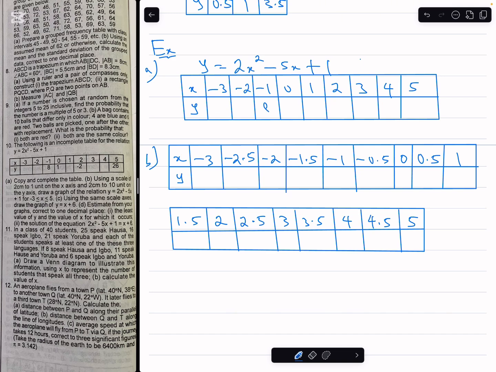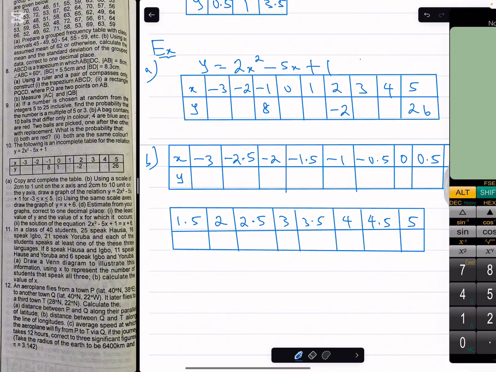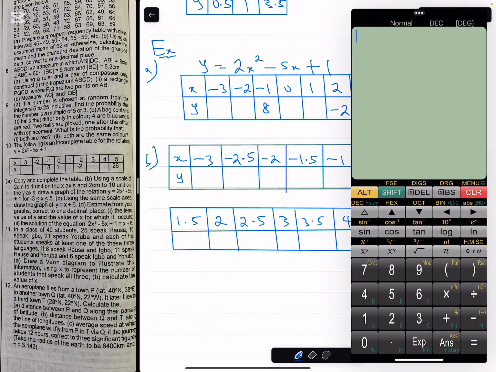When x is minus 1, y is 8. When x is 2, y is minus 2. They already gave us that. When x is 5, y is 26. So we have to complete the rest. Let's see that when x is minus 3, y will be 2 into bracket the square of minus 3 minus 5 into bracket minus 3 plus 1, and that's 34.